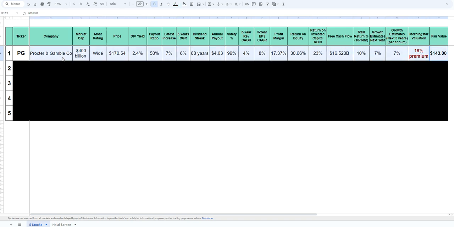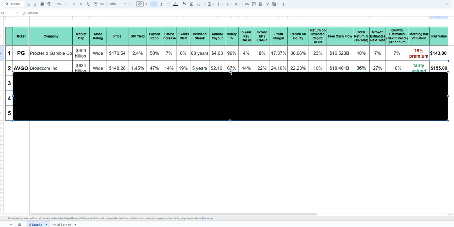90% premium. So if we see a pullback in the market and this hits about $140 per share, I promise you I will be loading up again because I really like the business.